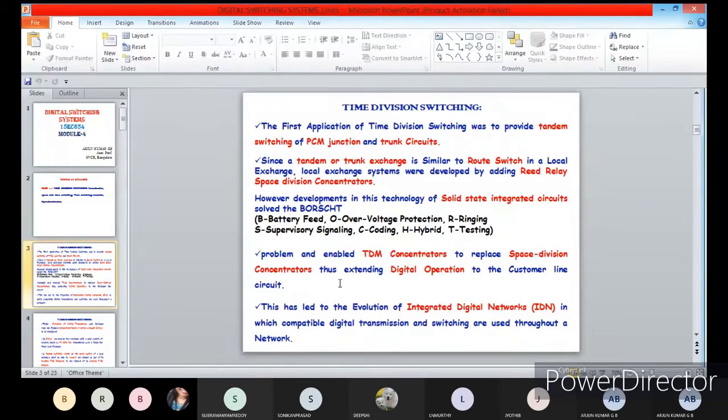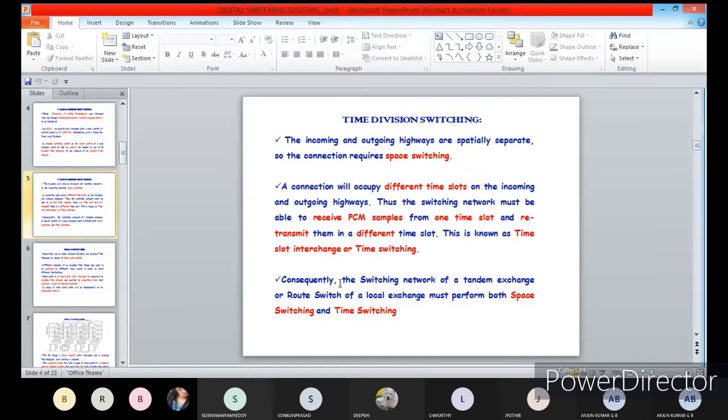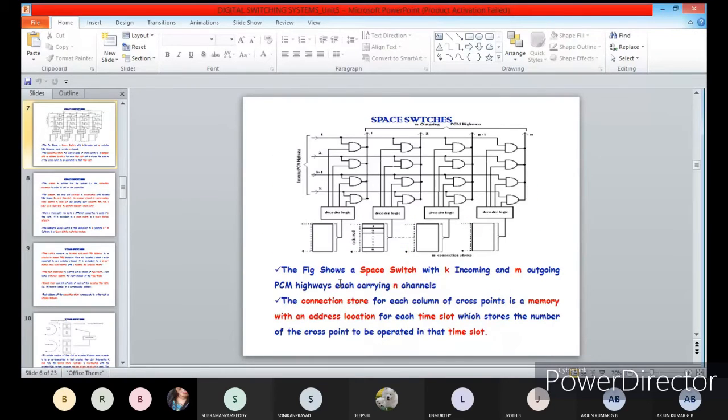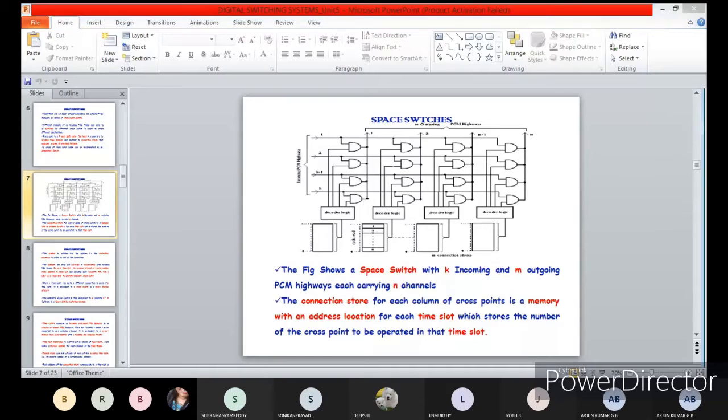Now let's move directly on to space switching. This is a diagram of the space switching. And one more thing: analog to digital customers.